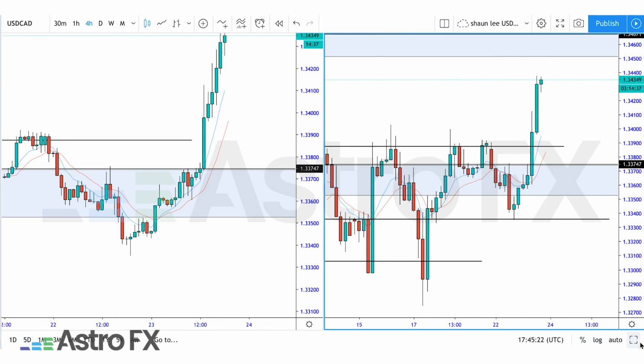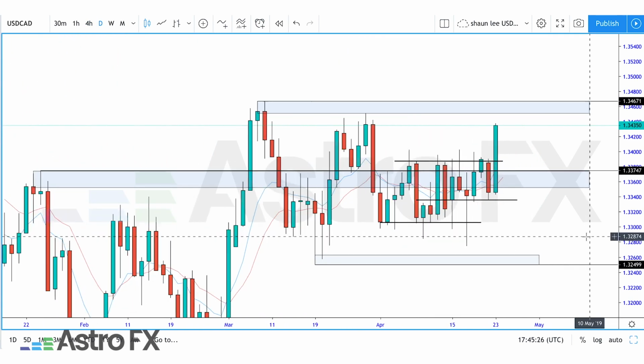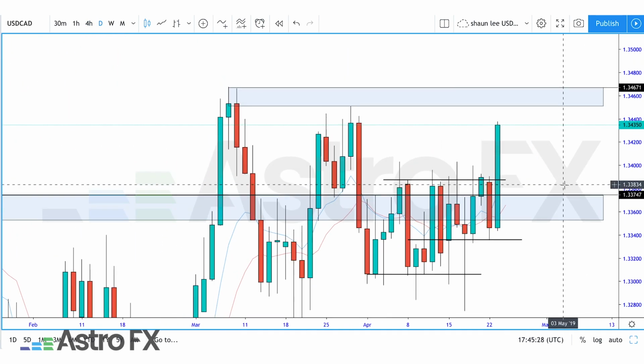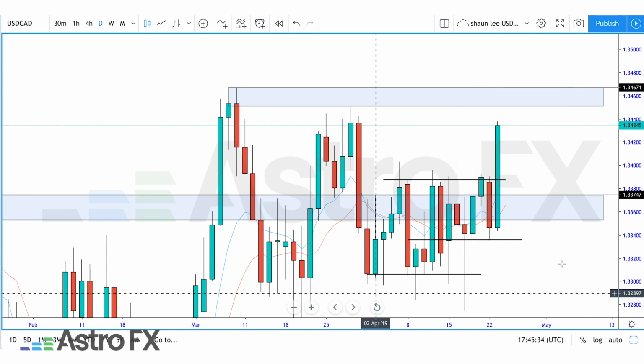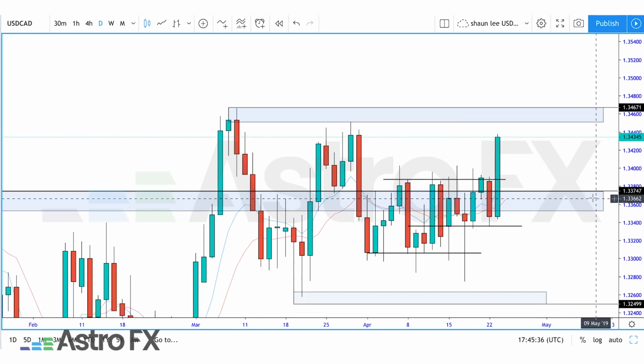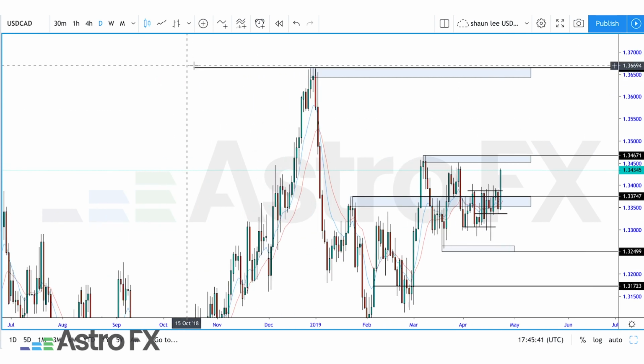So if we go into the daily time frame, dollar Canada, as you can see, yesterday we pulled back again, but look at this. Look at all these spikes to the downside. Boom, boom, boom, boom, boom, boom. Now I believe that we have officially cleared the zone. Let's bring that in.